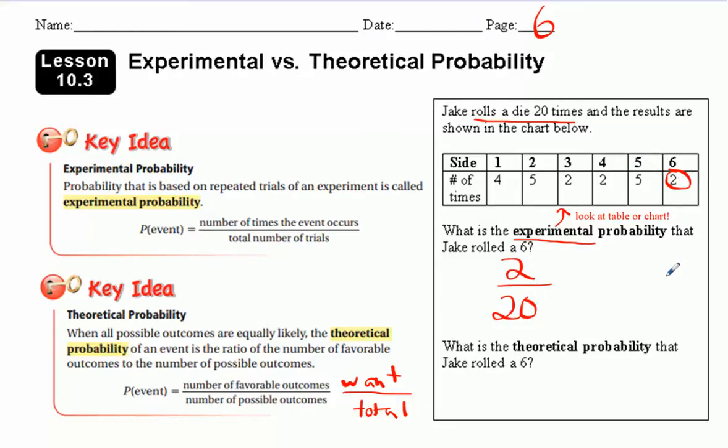Another question you could be asked, and I could give you the same information, is what is the theoretical probability that he rolled a 6?